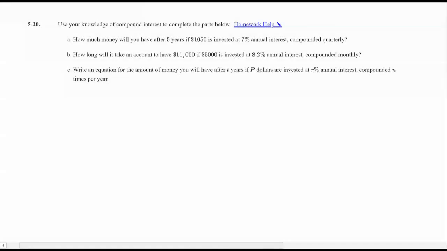Use your knowledge of compound interest to complete the parts below. How much money will you have after 5 years if $1,050 is invested at 7% annual interest compounded quarterly?